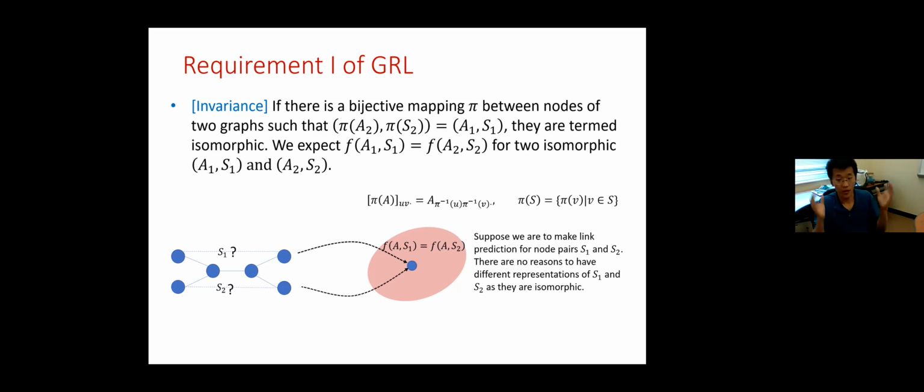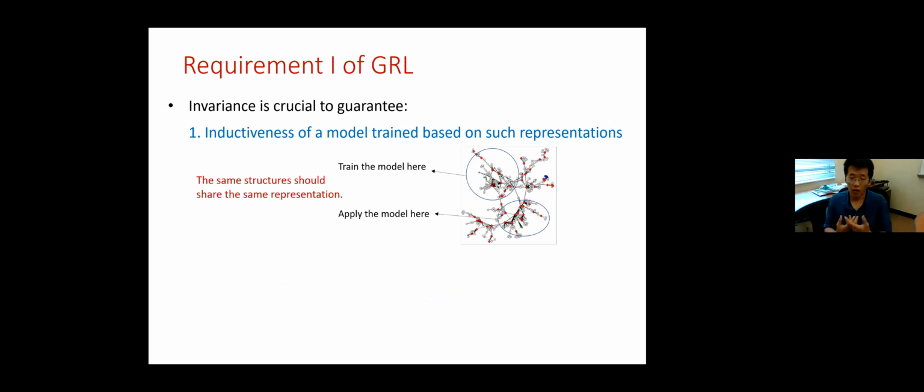If your model satisfies this invariance, then they will have the same representation, and therefore the same predicting result. Because they are totally equivalent to each other, there's no sense in distinguishing them or having a different representation for them.